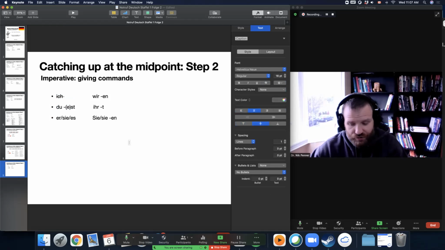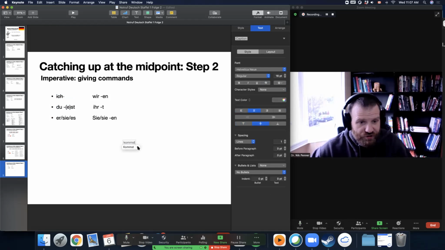You are going to form the du form of the verb. So for example, du kommst. And then you get rid of the du and we're going to get rid of the ending. Komm. That is your imperative. Komm. That's how you talk to one person. If your verb has a separable prefix, komm mit. Come along. That's your request.